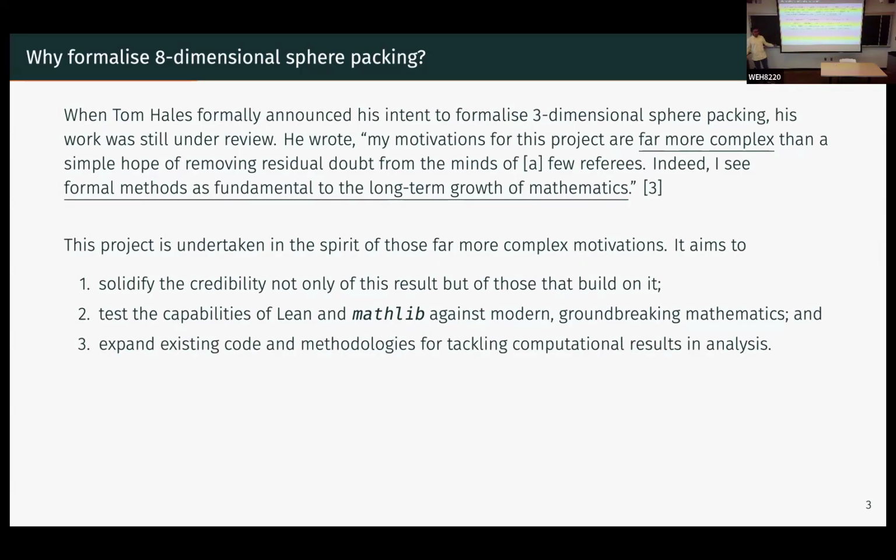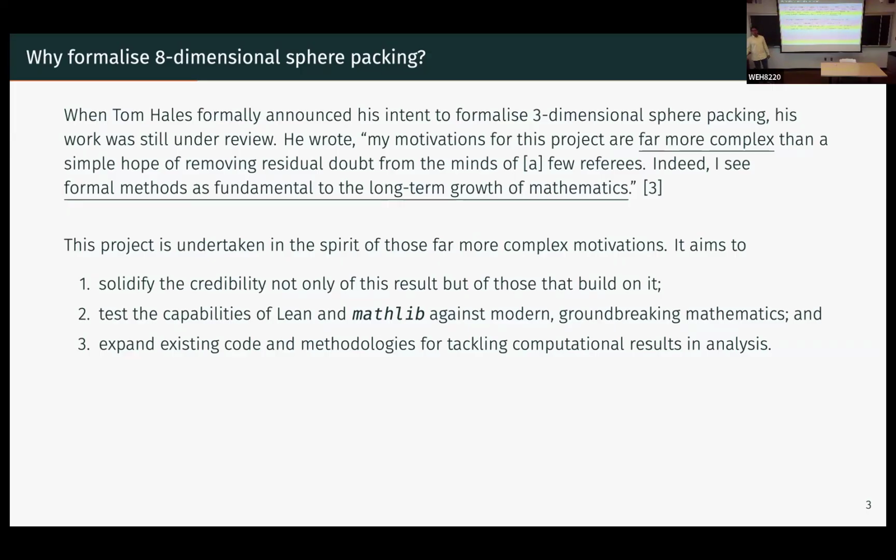And finally, of course, it expands existing code. It expands theory, well, there was absolutely nothing about sphere packings in Mathlib. I think there still isn't. I have yet to PR some of my things, which is bad on me. But there is a lot of general stuff that we've developed that I think can go into the library and at some point will go into the library, as well as methodology.